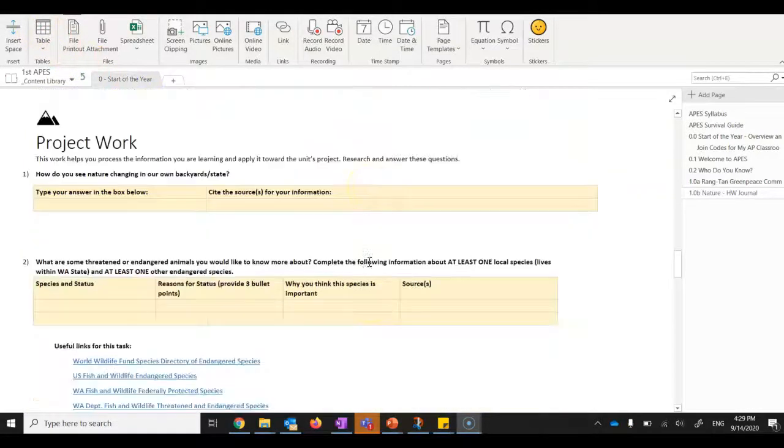As you continue to scroll down, you then come to an area in the homework journal that is entitled project work. Now this is work that you'll probably be doing on a Thursday or Friday afternoon or over the weekend in order to finish this homework journal.